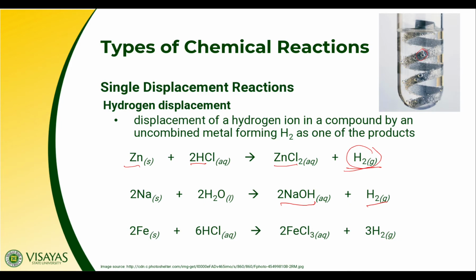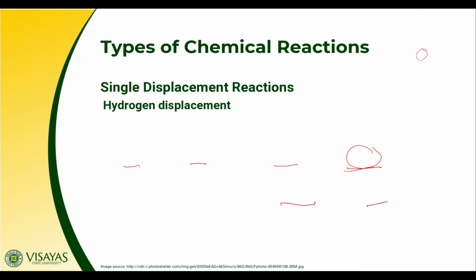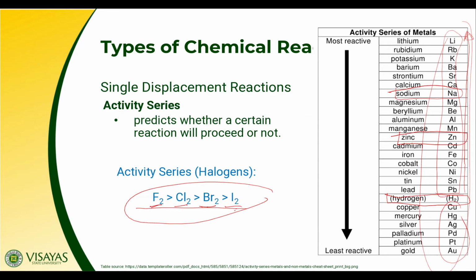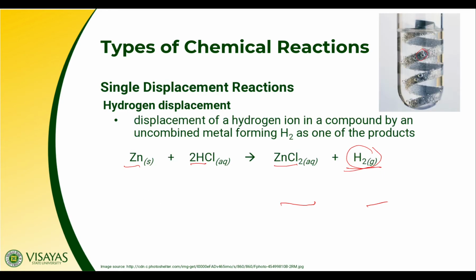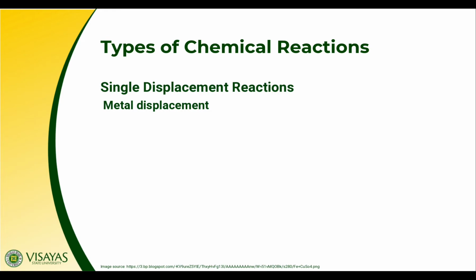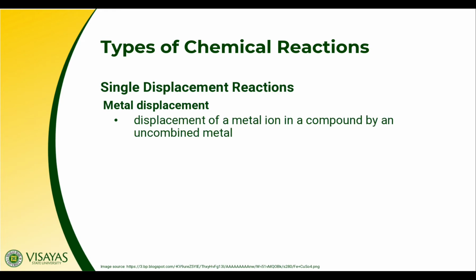Another one, we have iron. When you add that to hydrochloric acid, we form ferric chloride and hydrogen gas. Where is iron? Let's go back so that we can look at the series. Where is iron? Iron is here, no? So it's still above hydrogen. Therefore, we have a single displacement or a hydrogen displacement specifically. For metal displacement, again, only those metals above in the series can displace the metal below them.